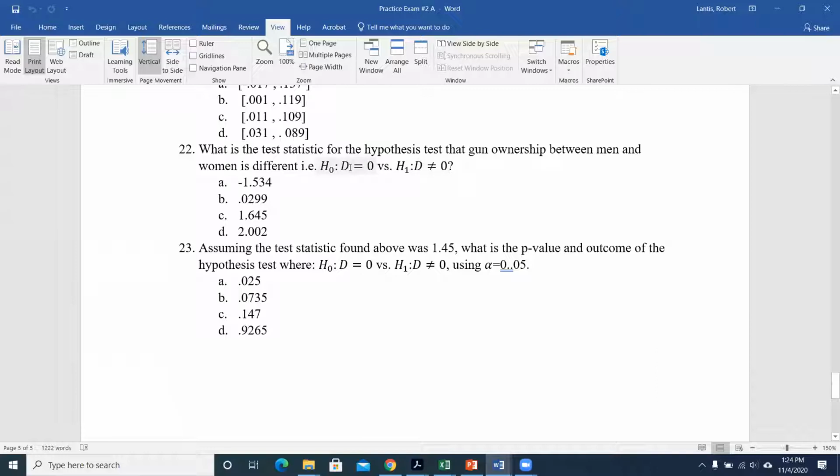So when we're thinking about the difference between male and female gun ownership, is it different than 0? We assume the opposite is true, we assume it is equal to 0. What would our test statistic be? Well, actually, if we're calculating the test statistic, that doesn't matter, right?